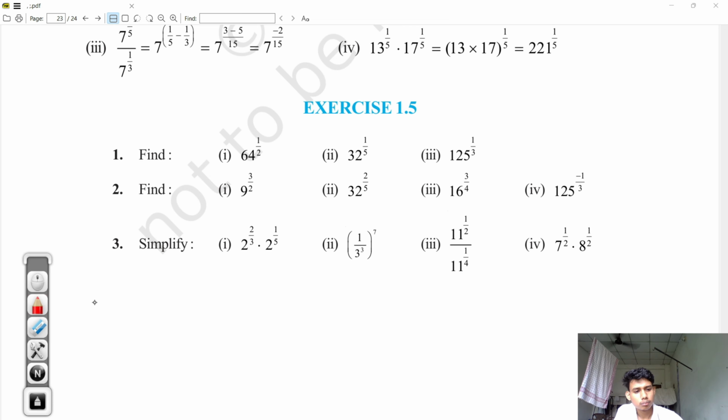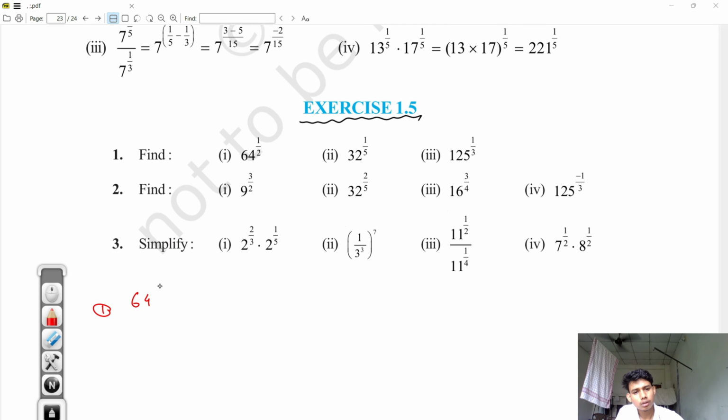Number 1, find 64 to the power 1 by 2. अब 64 को हम क्या लिख सकते हैं? 2 to the power 6 होता है हमारा 64 और whole to the power 1 by 2. अब इसको हम लिख सकते हैं 2 to the power 6 by 2, that is equals to 2 to the power 3. That means the answer is 8.